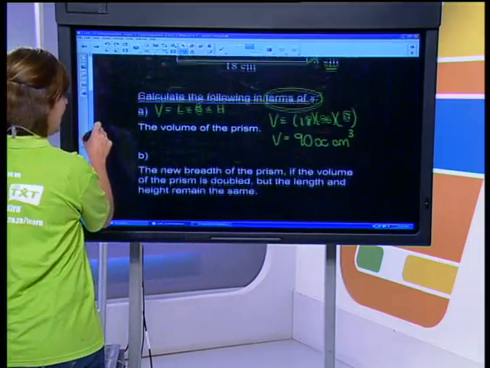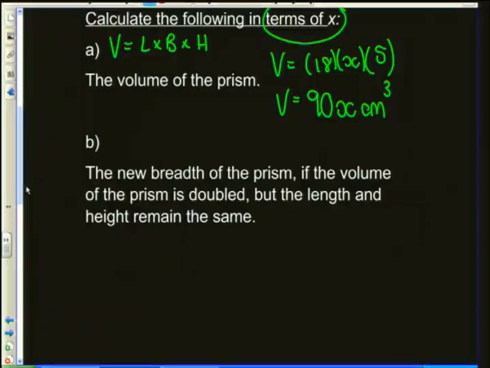Then it says to us, the new breadth of the prism, if the volume of the prism is doubled, but the length and the height remain the same. Okay, so we know that the volume at the moment is 90x centimeters cubed. So if I were to double that, times it by 2, the new volume would be 180x centimeters cubed.